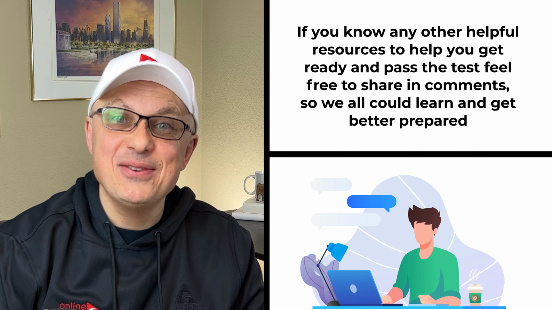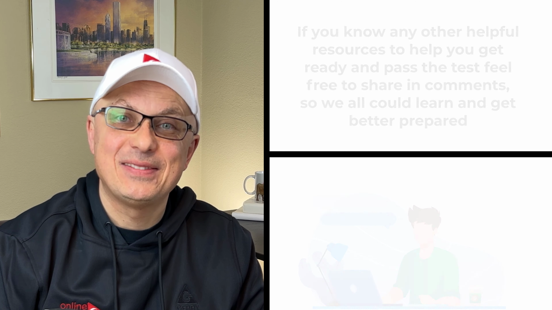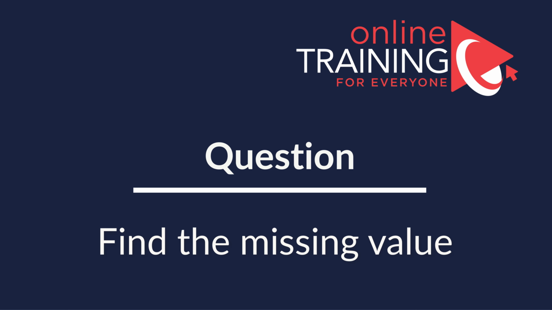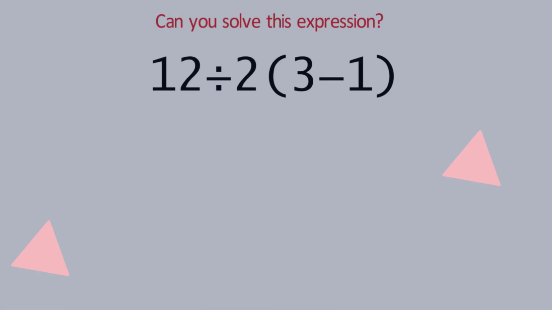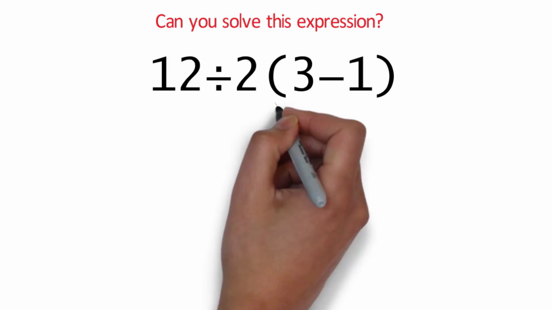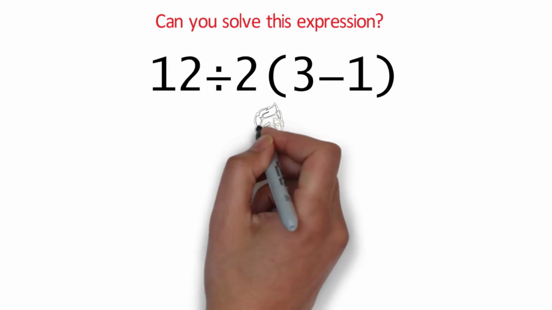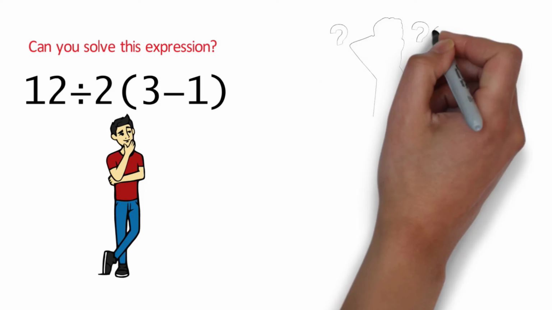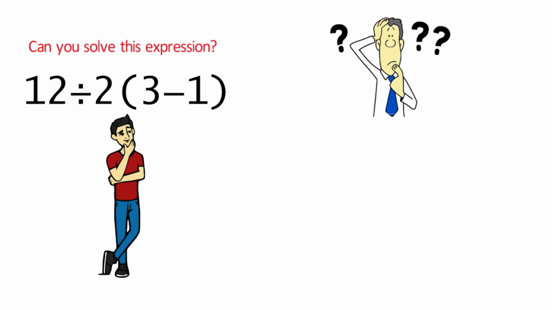And now let's continue and get you ready for the test. Here's the interesting question, which is easy to understand, but at the same time you will have a lot of fun solving it. You need to calculate the simple expression, 12 divided by 2, and then multiplied by the value in parentheses, which is 3 minus 1. Take a look closely and see if you can come up with the answer.